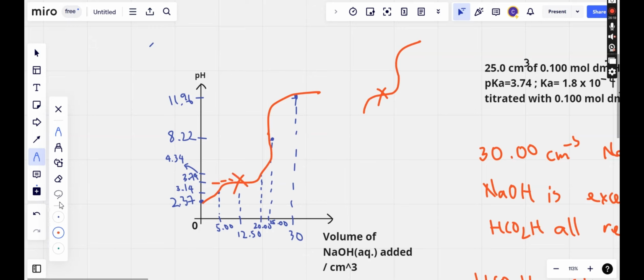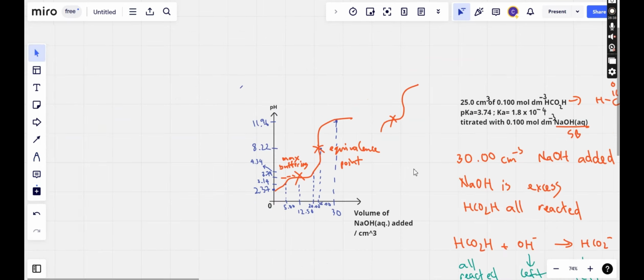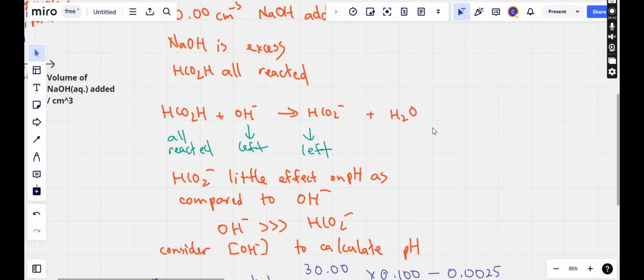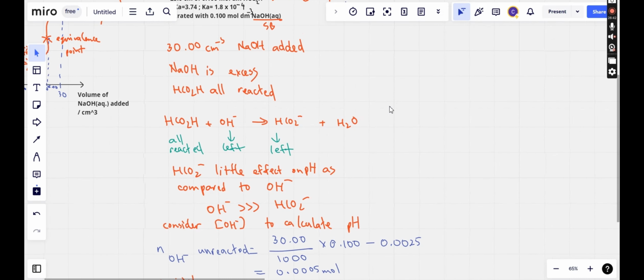So here's your max buffering capacity point. Please label it. And here is your equivalence point. Please label it as well. Okay, so this is all there is to calculating the pH at every level. So I will leave the screen here so that you can pause and take a photo.